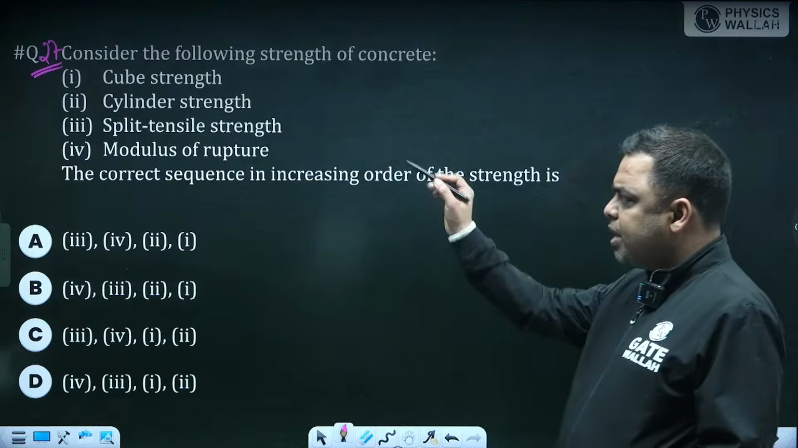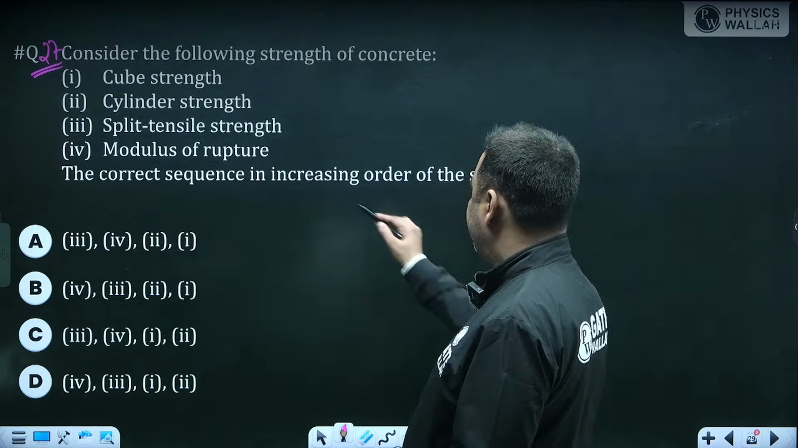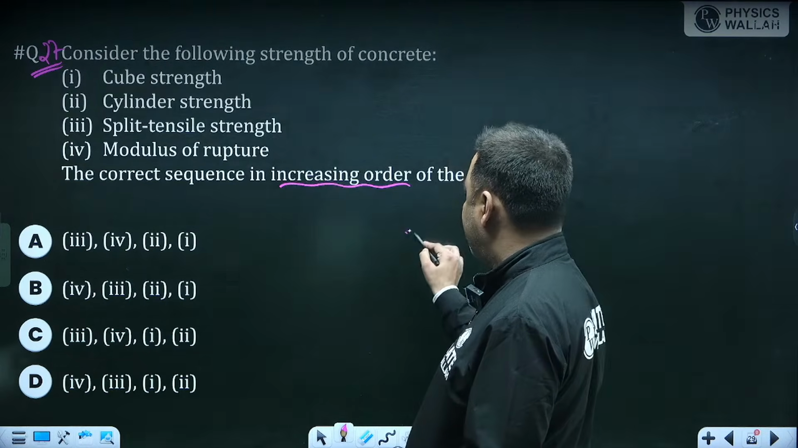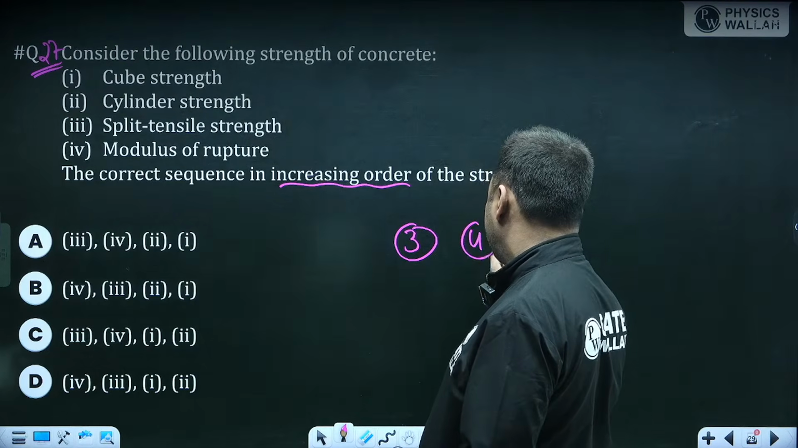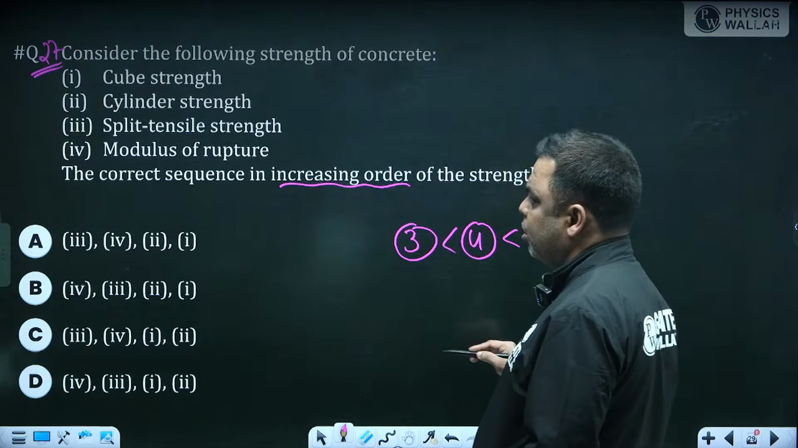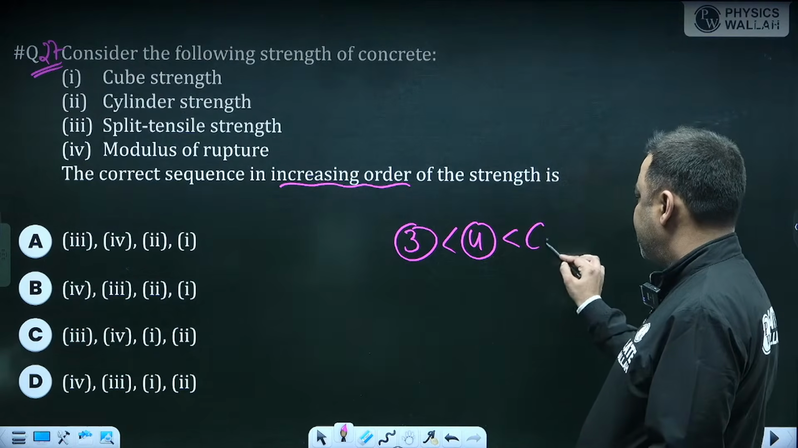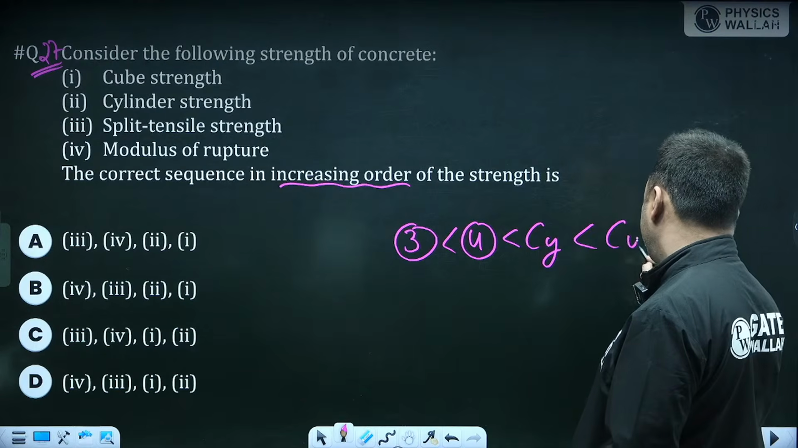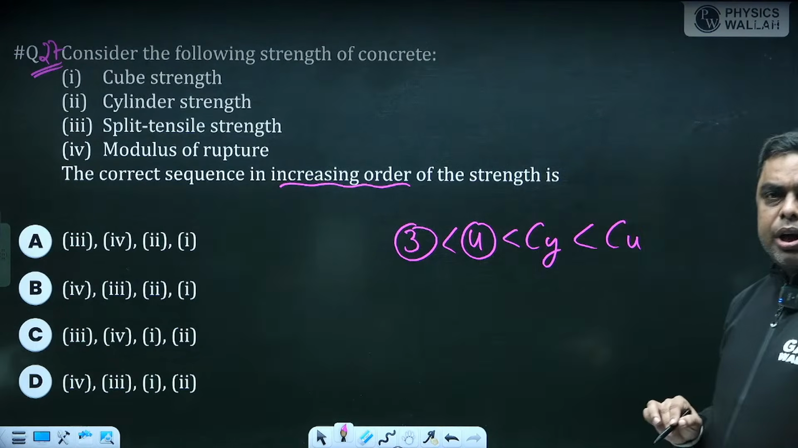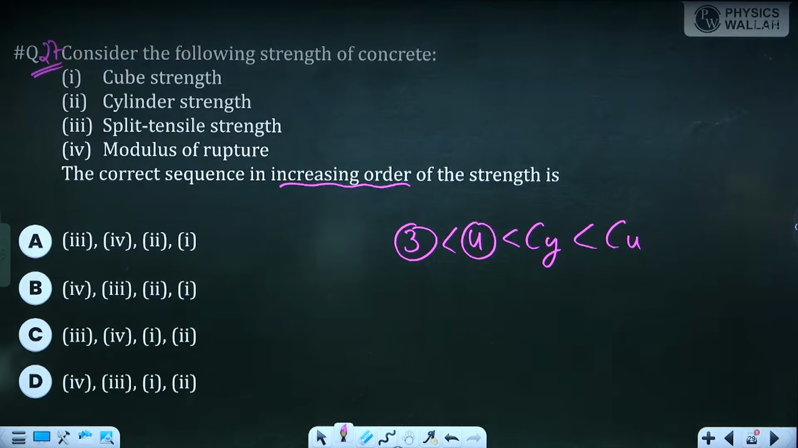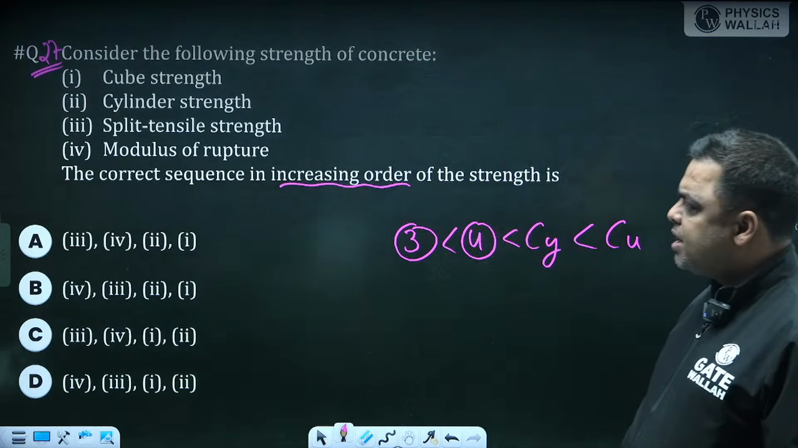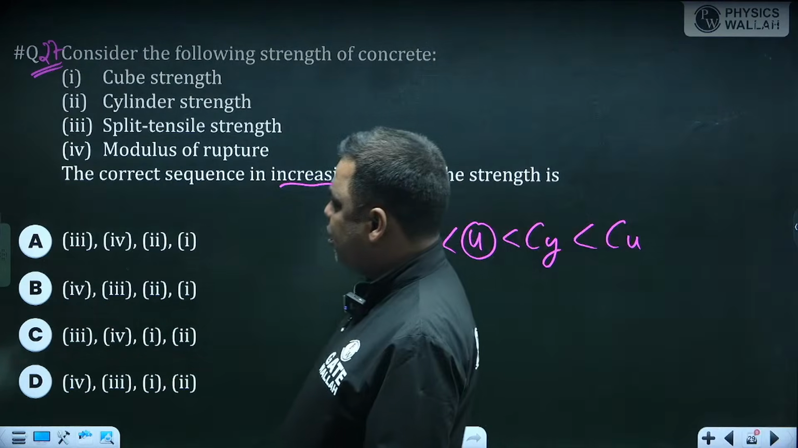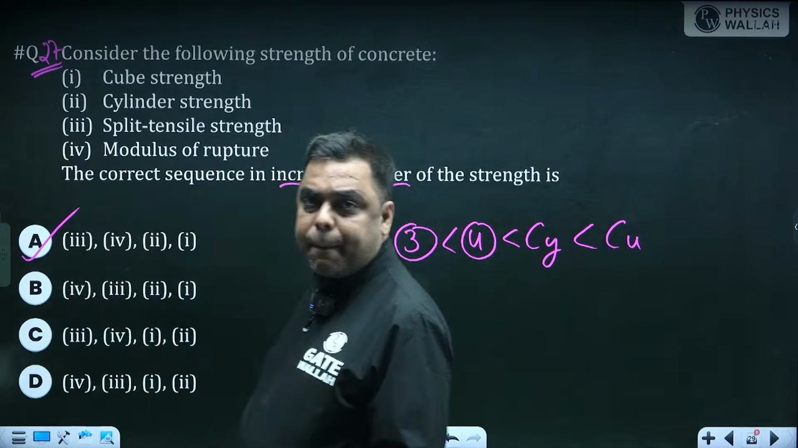So first one is split tensile strength. We have to put it in increasing order. Third, then modulus of rupture. Fourth, then cylinder. And at last cube. This is the increasing order. Cube has the largest, then cylinder, then modulus of rupture, then split tensile strength test. So the answer would be option A.